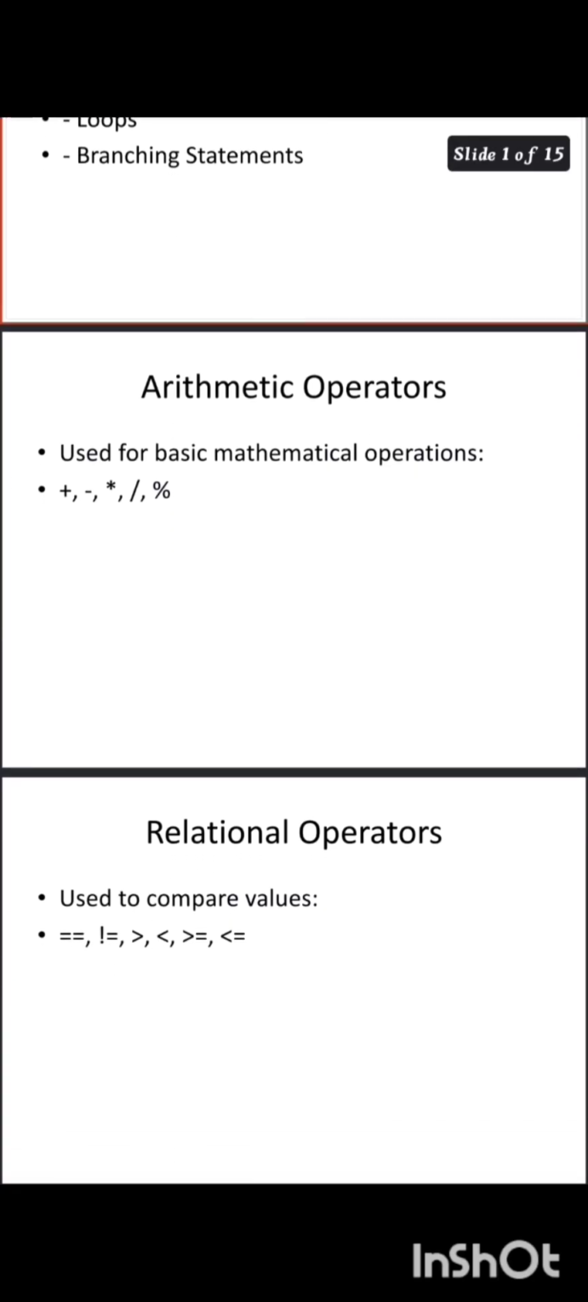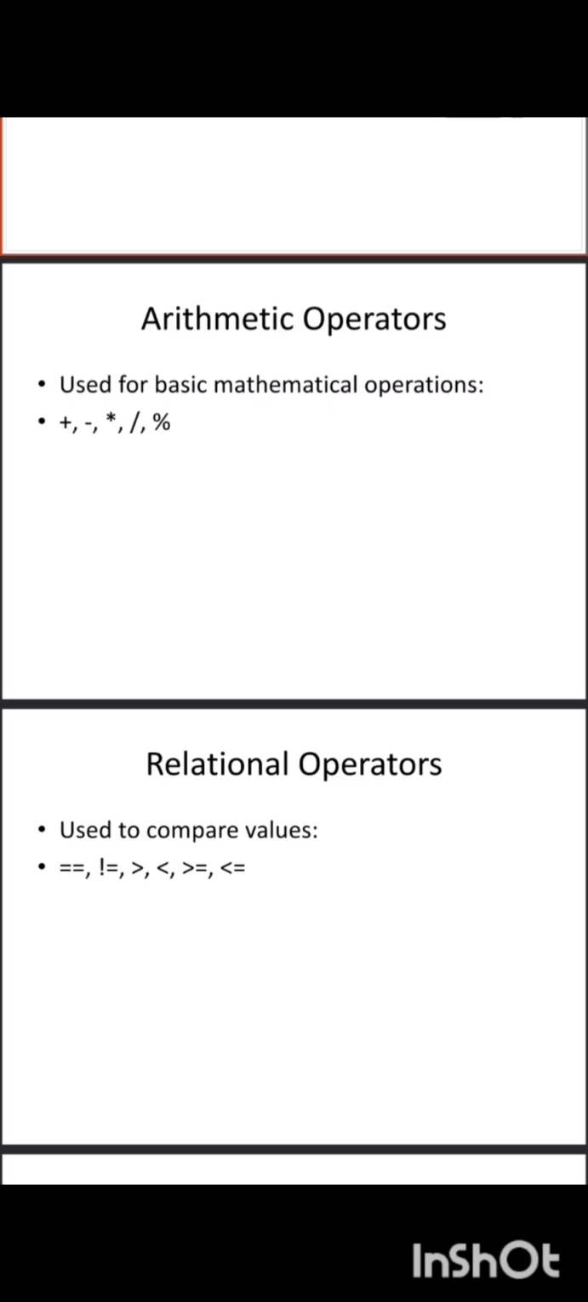Relational operators are used when we want to compare two values. These operators return either true or false based on the comparison. Common relational operators include equality, inequality, greater than, less than, greater than or equal to, and so on. For example, if we write 5 greater than 3, the result is true. But if we write 5 equality 4, it will be false.